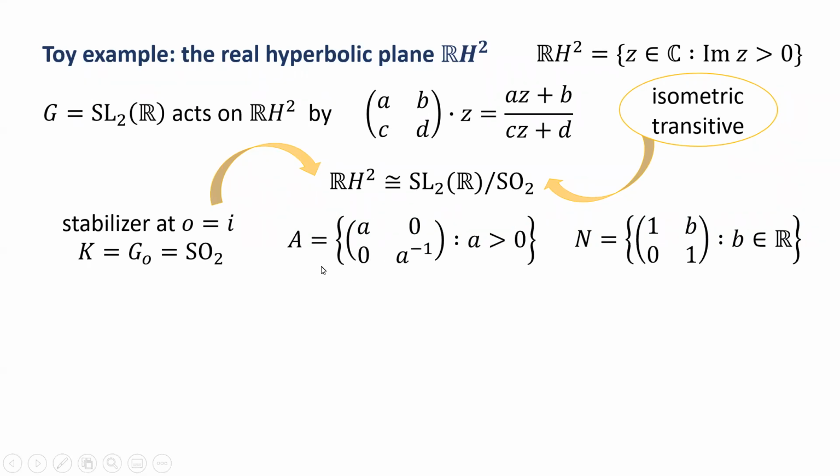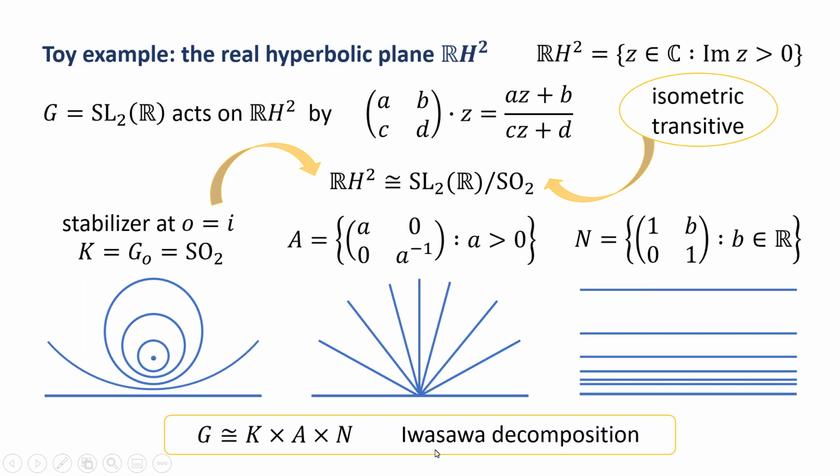The first one is A, this group of diagonal matrices. And the second one is N, this group of upper triangular matrices with ones on the diagonal. These three groups, K, A, and N, are important because they appear in the Iwasawa decomposition result, which we will see later in the more general setting of symmetric spaces of non-compact type. But we can get a picture of how these groups act on the hyperbolic plane.